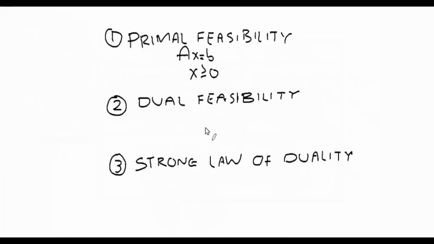So the dual feasibility constraint that needs to be satisfied is pi transpose A is less than or equal to c transpose. And then finally, the strong law of duality says that c transpose x is equal to pi transpose b. Those are the equations that are necessary and sufficient when taken as a group to define the set of optimal solutions to the linear program we started with.